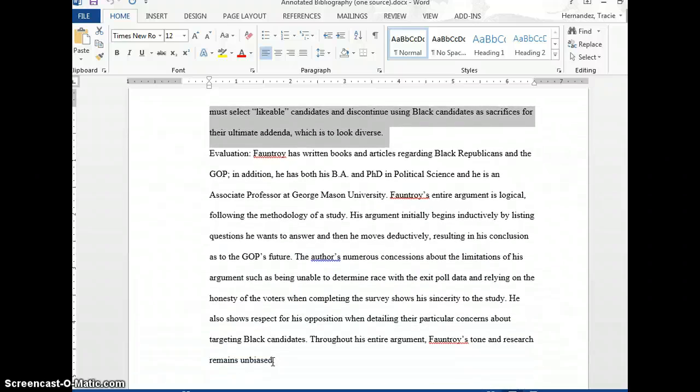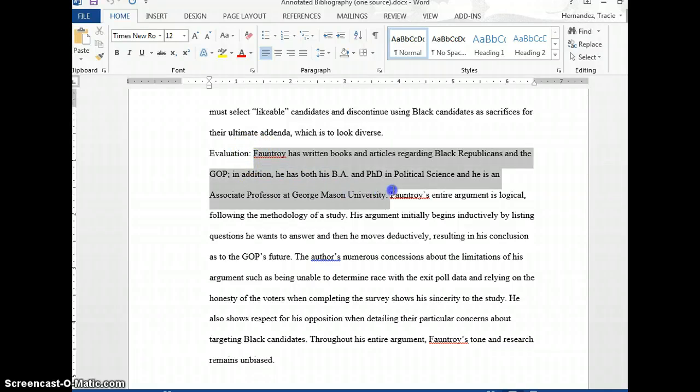You should spend more time on the evaluation part, and the evaluation is where you look into the author's use of ethos, pathos, and logos. Now remember, with argument, there may not be any pathos, and you just don't worry about it, just move on. So I begin by giving the author's credentials. Since he has both a BA and PhD in political science, and he's written books and articles, he is a reputable man. I can trust the information that he provides.